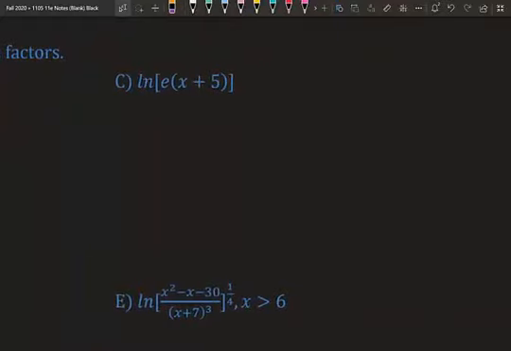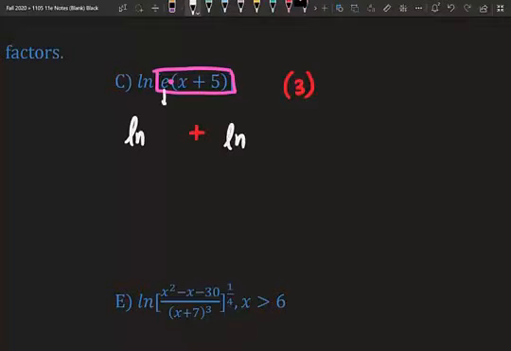All right, moving on. So let's figure out what's happening in the argument. So in the argument, we have e times x plus 5. So since they're being multiplied, we're going to use property 3. So property 3 states that I get to split them up using an addition sign. So they're going to share ln, and the first one goes first, the second one goes second. And you would probably think we're done here, but we're not. I'll tell you why.